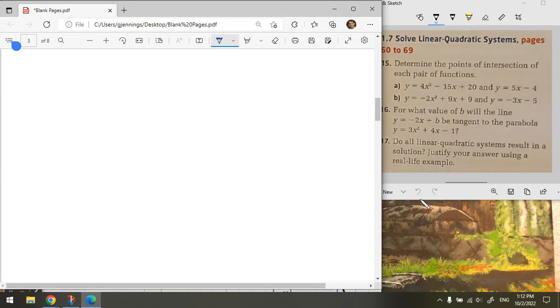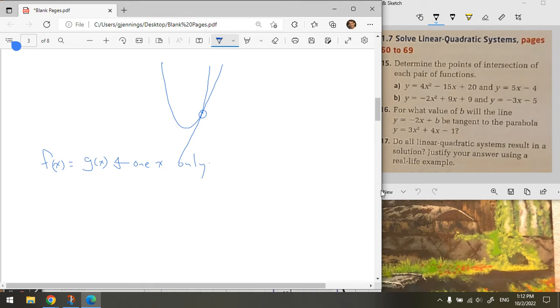For what value of b will the line be tangent to the parabola? Okay, so let's take a look at that. If a line is tangent to a parabola, that means it touches the parabola at one and only one point. So that means that when we set f of x equal to g of x, there should only be one solution for x. One x only. So after we've simplified these things, the discriminant should be 0.